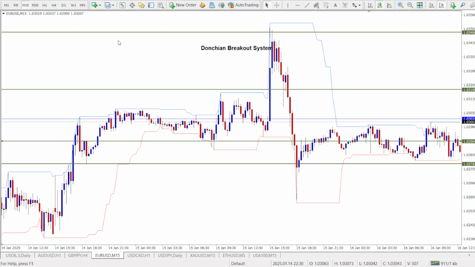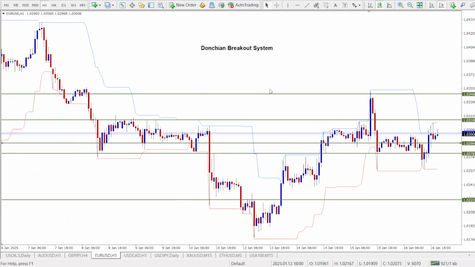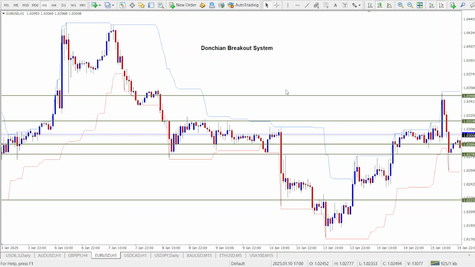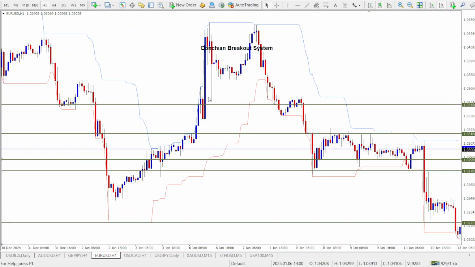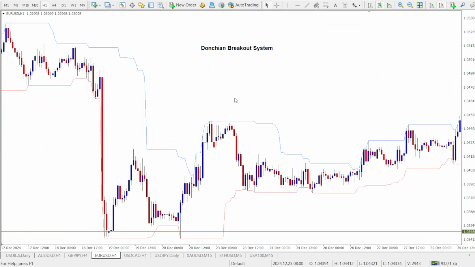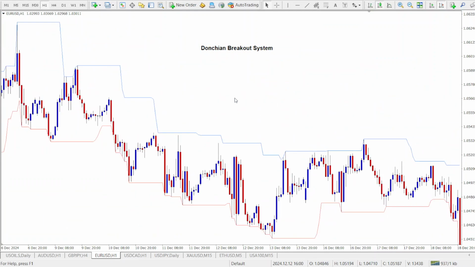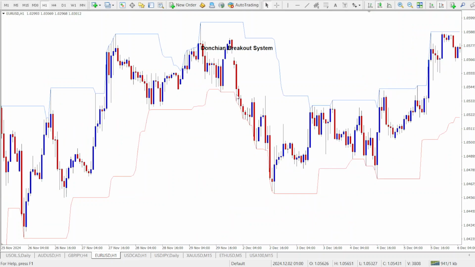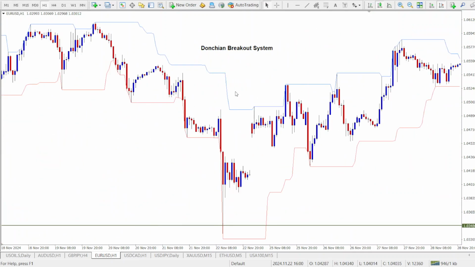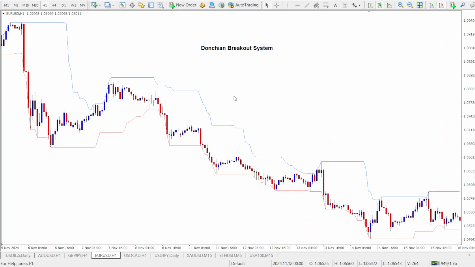But if you are trading on a higher time frame, you will notice that you might actually stay in the trades for longer. Let's just look for a good example.